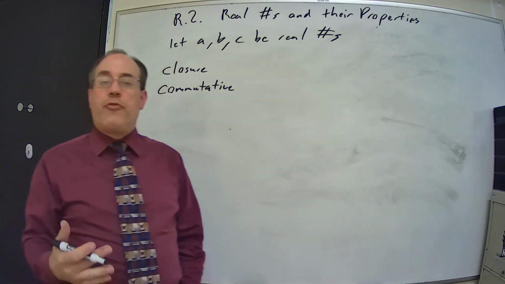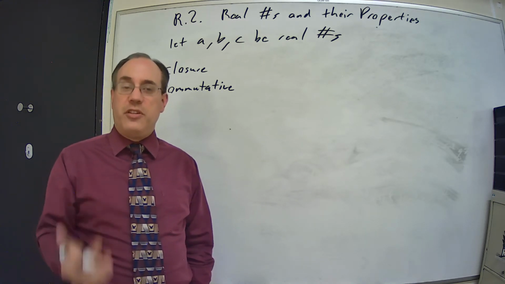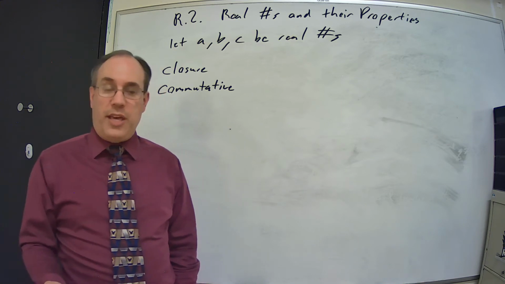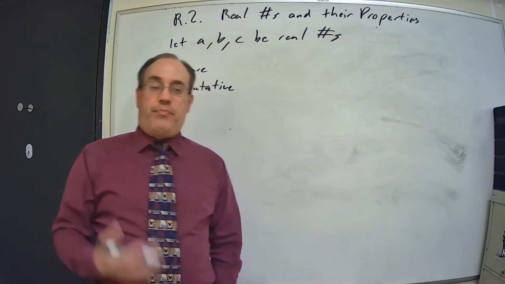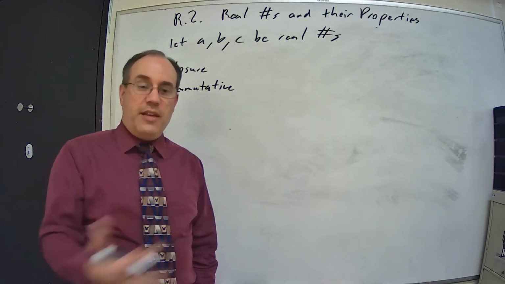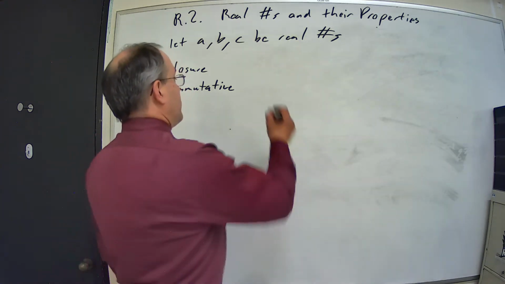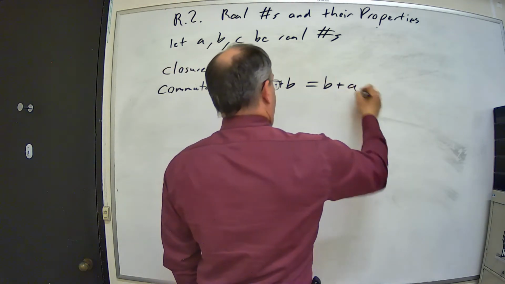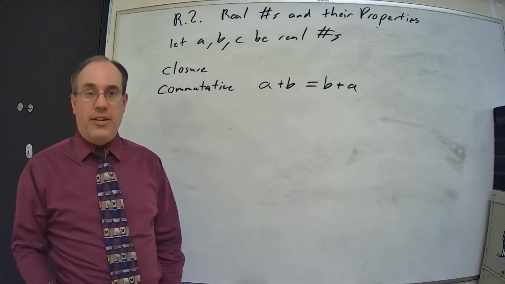Commutative properties, you should be familiar with these. Sometimes we refer to them separately as the commutative property of addition and the commutative property of multiplication. Any real number plus another real number is going to have the commutative property, meaning that A plus B is equal to B plus A. We can add them in either order and it does not change the result.